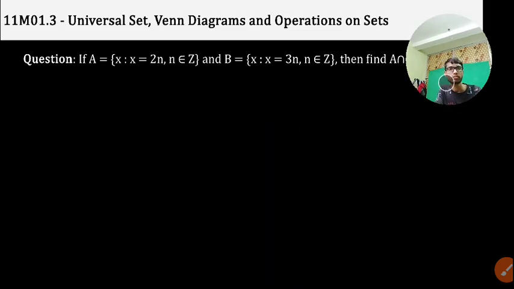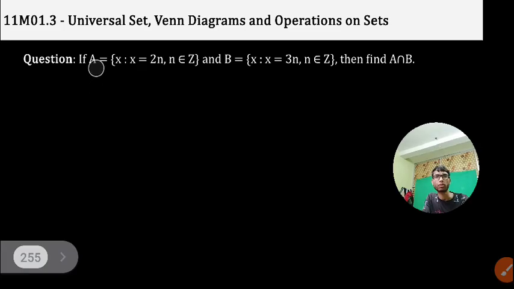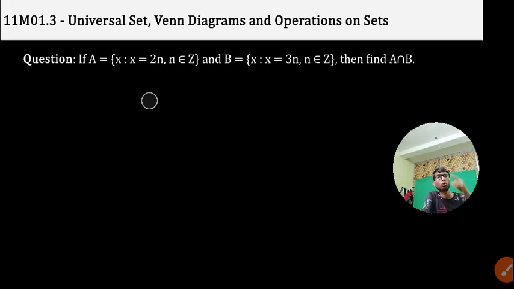Next question on intersection. If A is equal to the set of X such that X is 2n: 2, 4, 6. These are even integer numbers. And in this case, we are getting the multiples of 3: 3 times 2 is 6, then 3 times 3 is 9. This is the table of 3.